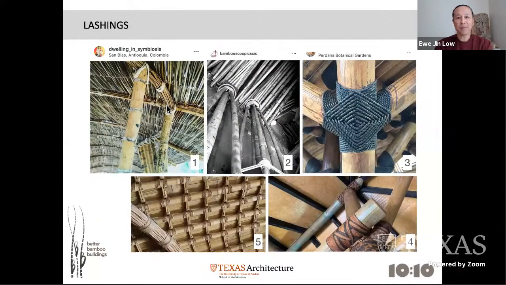You can lash bamboo strips to make beams, right? Curved beams. You can lash columns together, or you can make them decorative. This one I took in Fiji, right? These two pictures were in Fiji. You can use lashings as a form of structural fixing and also decoration, right? To make it look nice. This is bamboo rope in Bali.